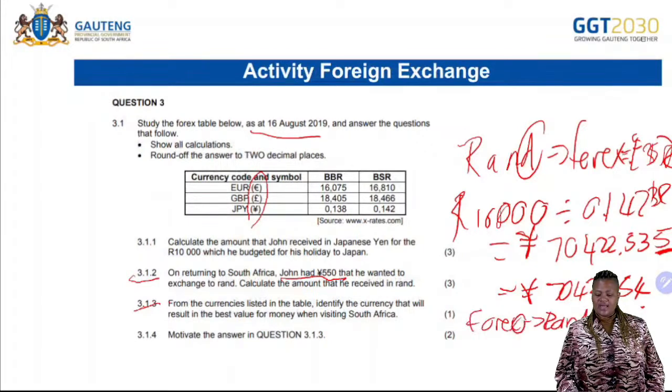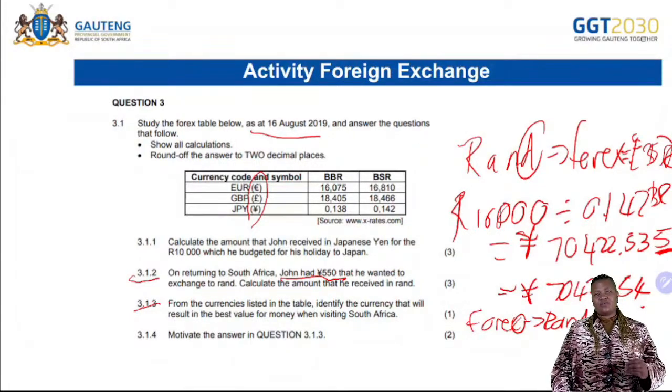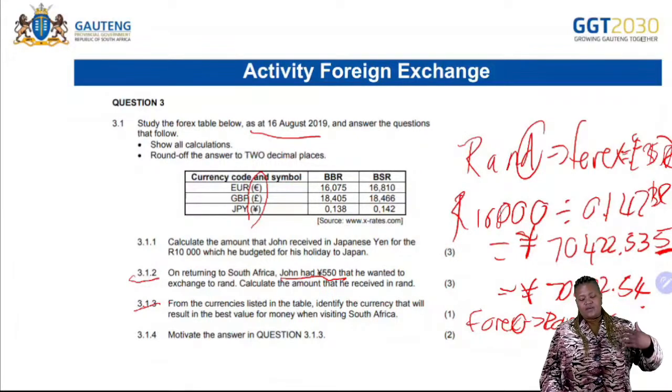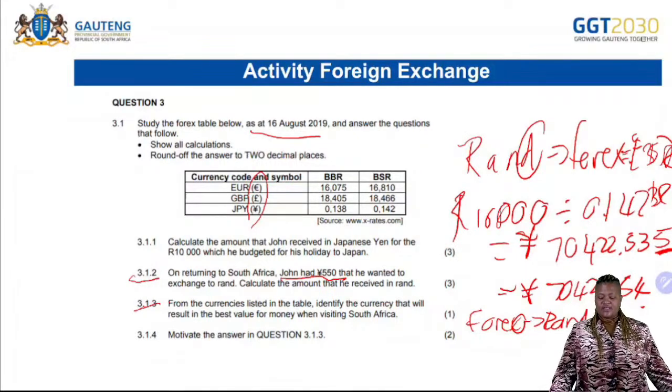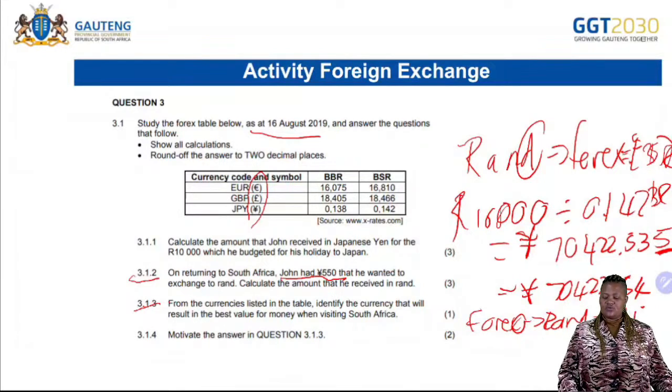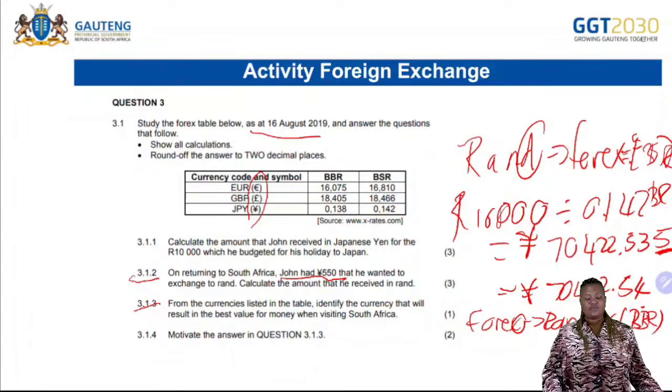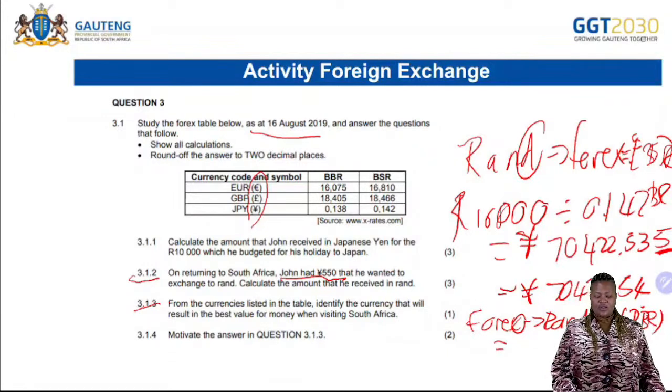I circle my X, which is telling me I'm going to multiply. And remember what the bank buying rates concept definition says? It says that the bank buying rates is the rates that the bank uses in order to buy foreign currency. So in this case, we'll use the bank buying rate because John has 550 Japanese yen. So we take 550 Japanese yen multiplied by the Japanese yen bank buying rate, 0.138.